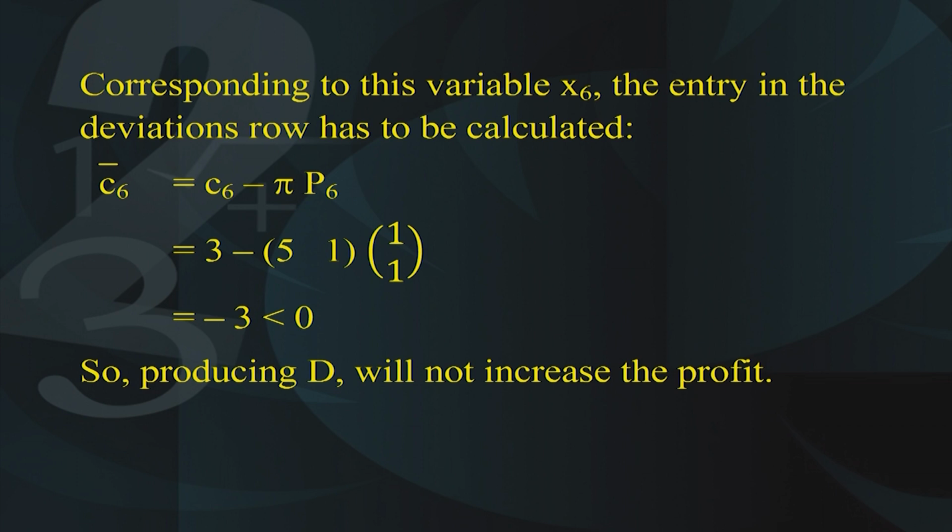As you know, minus 3 is less than 0, and this indicates that if you produce D, then it will not increase the profit. The profit will remain as it is, meaning the problem will remain optimum and it will have the same solution as the original problem. Therefore, producing D will not increase the profit.